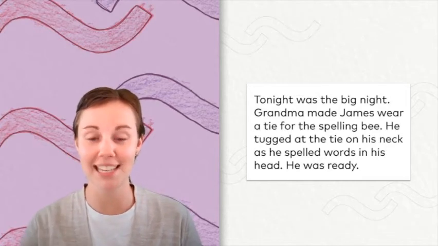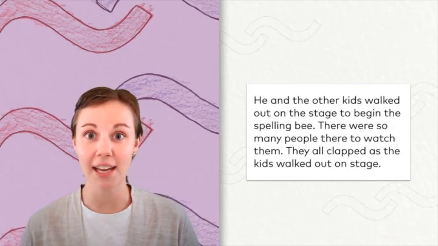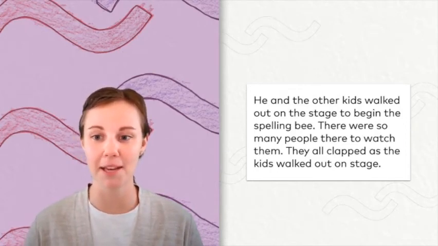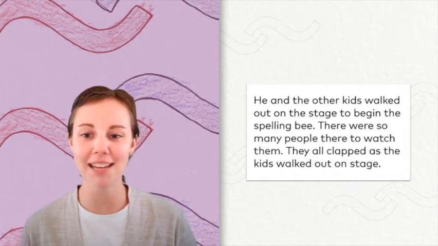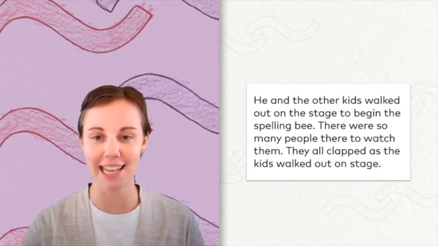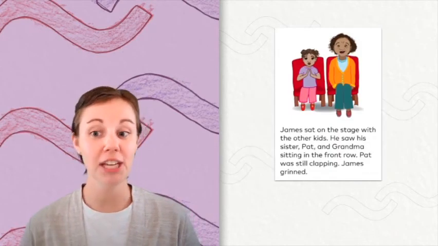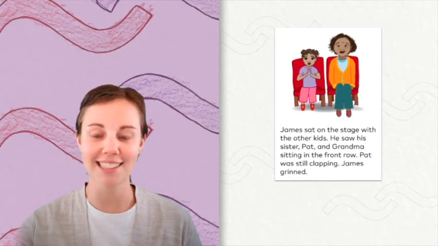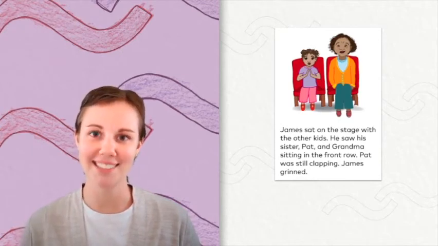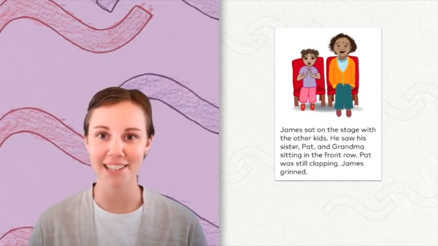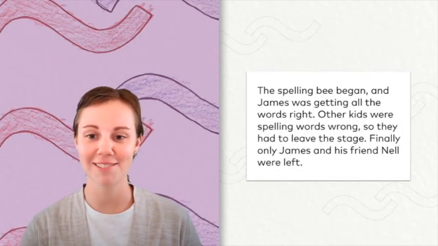He was ready. He and the other kids walked out on the stage to begin the spelling bee. There were so many people there to watch them. They all clapped as the kids walked out on stage. James sat on the stage with the other kids. He saw his sister Pat and Grandma sitting in the front row. Pat was still clapping. James grinned.